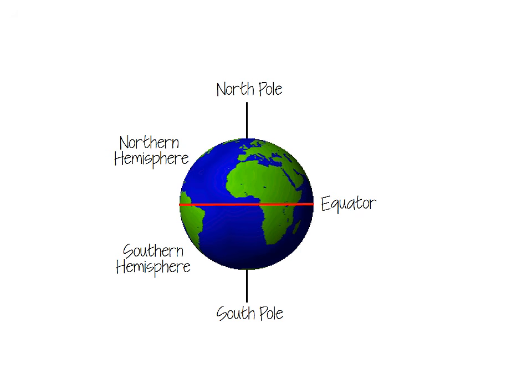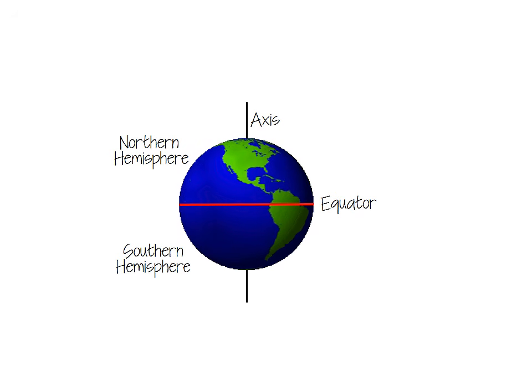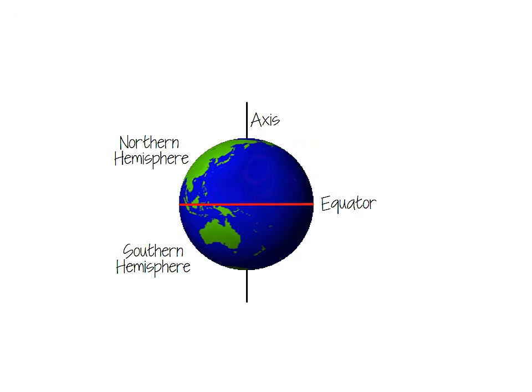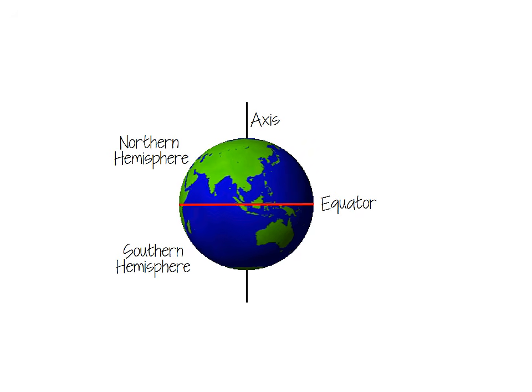There's also another imaginary line that runs through the Earth from the North Pole to the South Pole, and this is called the Earth's axis. The Earth rotates or spins on this axis, and it makes a full rotation every 24 hours.